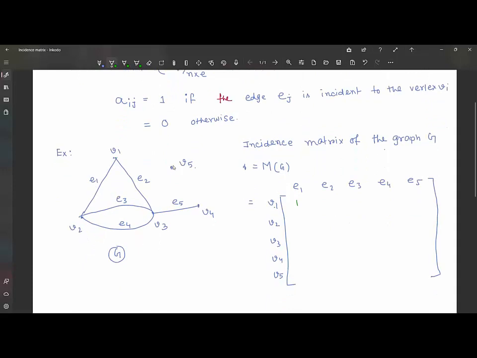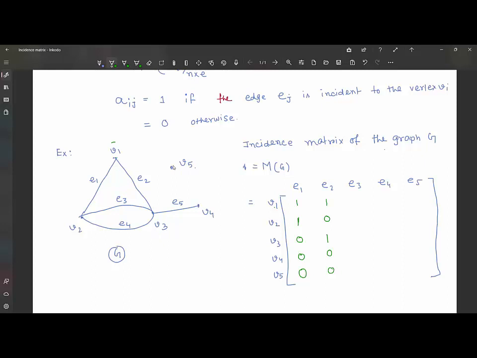So that's why whenever we take E1, E1 is incident to the vertex V1 and V2. So we put 1 and 1 in place of V1 and V2 and we fill the other values with 0. After that comes E2. So this E2 is incident to the vertex V1 and V3. So just put 1 and 1 in place of V1 and V3 and fill the other values with 0. Similarly, do it for the other edges.